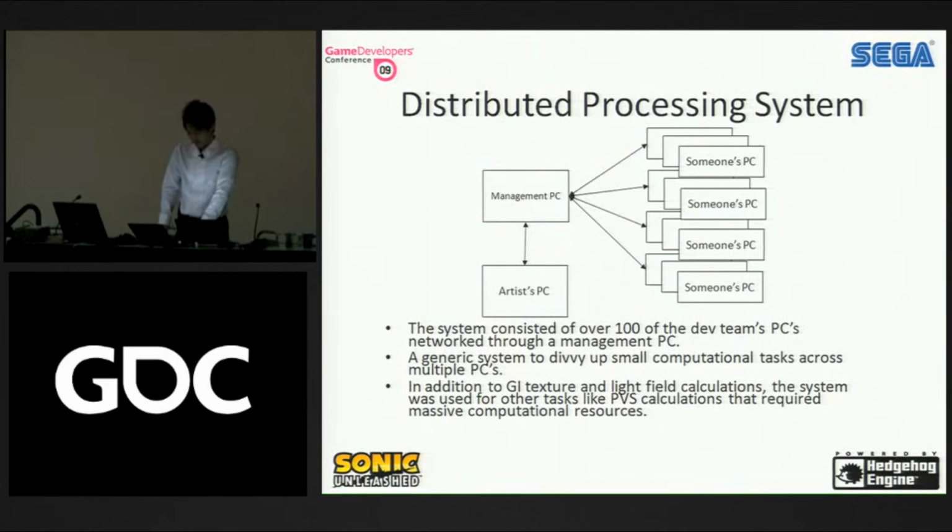So if it's going to take a lot of time computing, then perhaps we should just distribute the computing. So we decided to try a distributed processing system. You can see on the picture, on the bottom left, the artist PC. That is connected to the management PC. And then it says someone's PC. Those are other developers. So these are all connected like this, and we provide them these types of calculation resources.